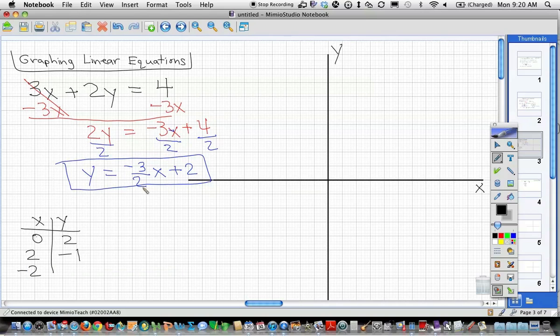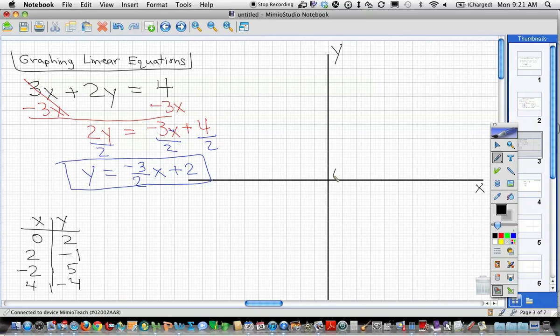Okay. Let's try -2. That'd be a good one to put in. So let's do -3 halves times -2 plus 2. You get 5. And I said we should do 4 of them, so let's pick one more, let's do 4. -3 over 2 times 4 plus 2 is what? -4. Okay, now I'm going to plot those.